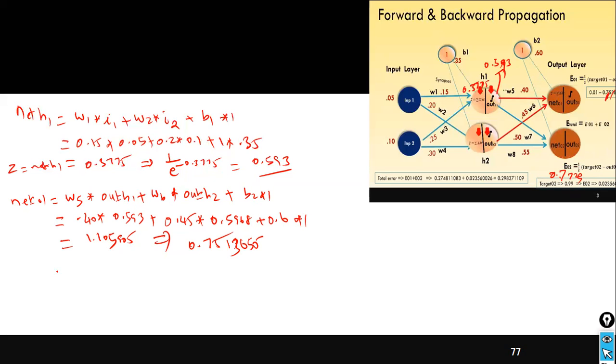So now we need to calculate the total error, right? So here the total error is E01 plus E02. That is what your total error is. In this case, the total error is your E total, one by two into target minus your output whole square. So here it is nothing but the addition of these two things, E01 plus E02.